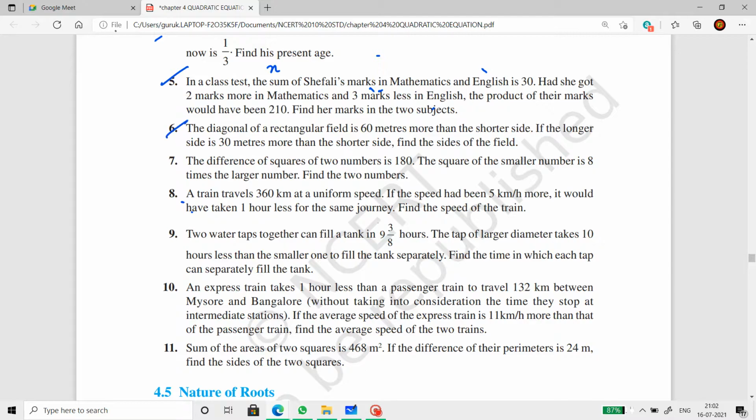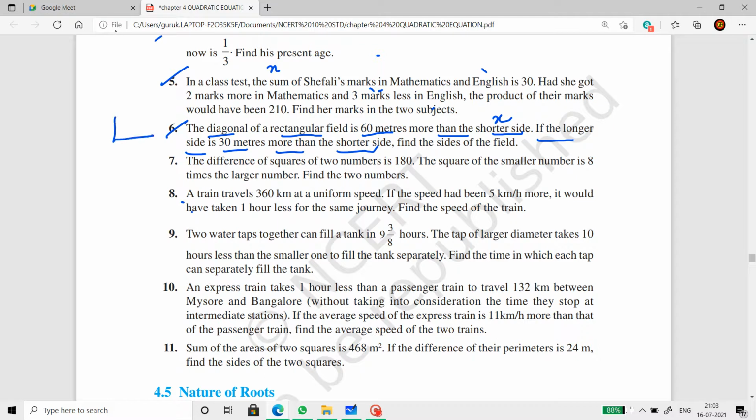Sixth question. The diagonal of a rectangular field is 60 meter more than the shorter side. The longer side is 30 meter more than the shorter side. So both of these are on the basis of the shorter side. Let us assume the shorter side is x. Shorter side is x, diagonal is 60 more than the shorter side.